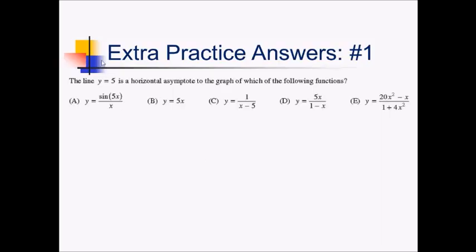On this problem, the line y equals 5 is a horizontal asymptote to the graph of which of the following functions. So we have to look through all of these and see which one has a horizontal asymptote of y equals 5. For all of these, we're considering the limit as x approaches infinity, and possibly negative infinity if that's not enough to narrow it down to one choice.